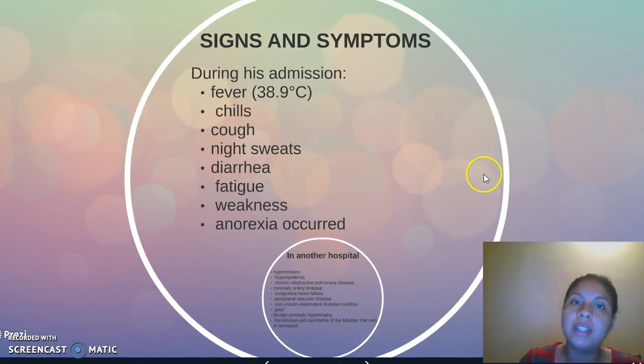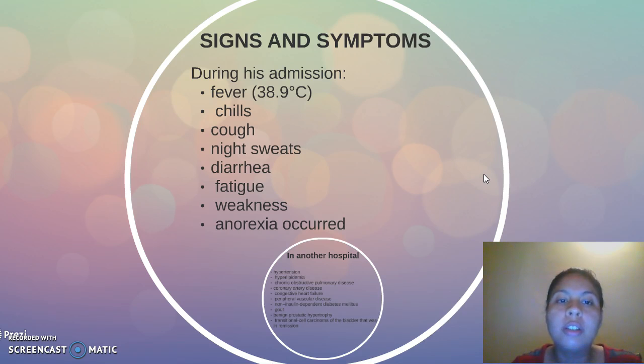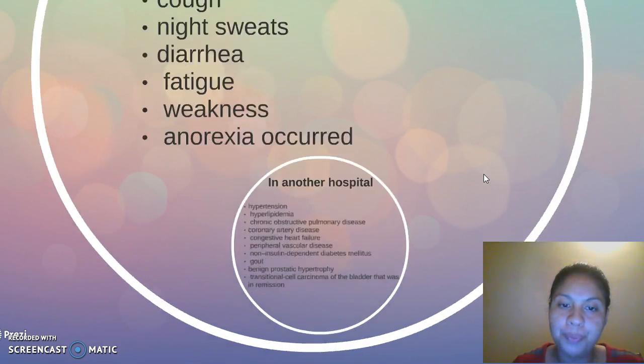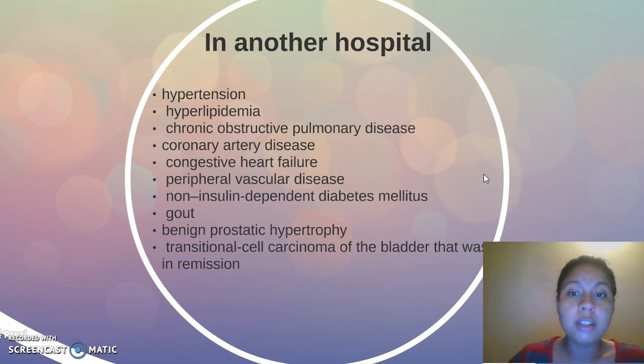So, the signs and symptoms of the patient. During his admission, he had fever of 38.9 centigrade, chills, cough, night sweats, diarrhea, fatigue, weakness, and anorexia. In another hospital, his history included hypertension, hyperlipidemia, chronic obstructive pulmonary disease or COPD, coronary artery disease, congestive heart failure, peripheral vascular disease, non-insulin-dependent diabetes mellitus, gout, benign prostatic hypertrophy, and transitional cell carcinoma of the bladder that was in remission.